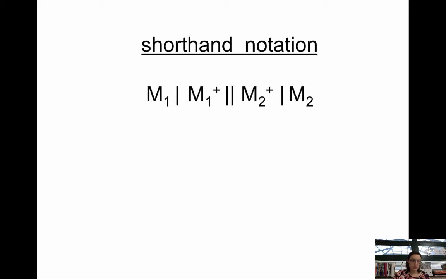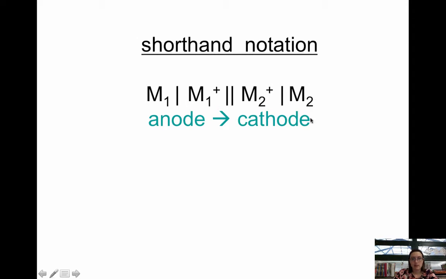So this is what your shorthand notation would look like. M just means metal, so you'd have your metal 1, a single line, and then your ion, because remember, this is the anode first. So you represent the anode first, so this would be reactant and product. Then you do the double line to represent the salt bridge, and then you do the reactant of the reduction. So it's going to be the ion, and then usually the metal. Again, this is the electron flow. So you have reactant, product of the oxidation reaction, reactant, product of the reduction reaction.